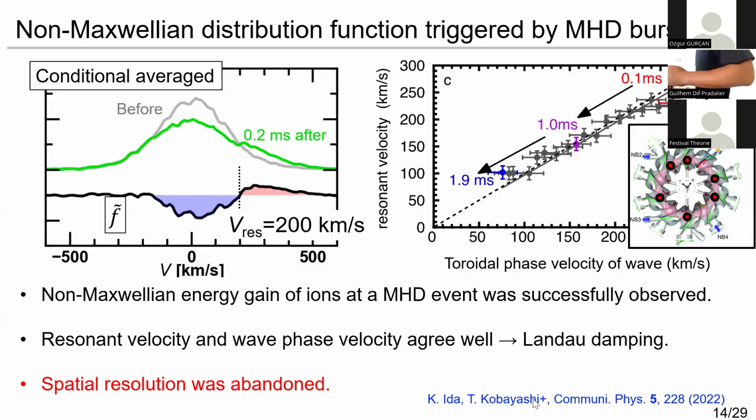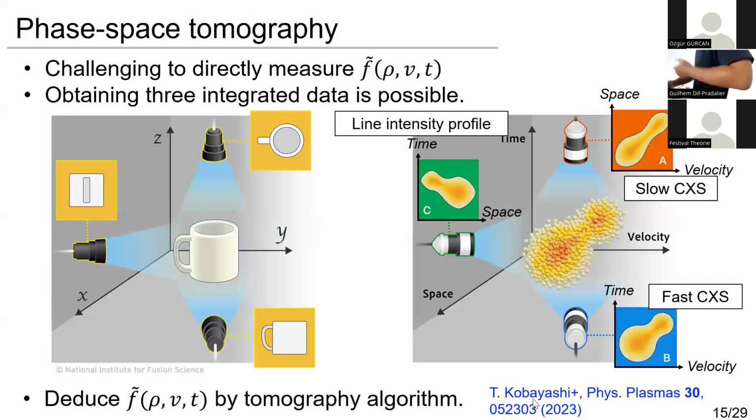So this is very good, but we abandoned the spatial resolution instead of the time resolution. So we need to somehow improve this situation. So we apply the phase space tomography to resolve this. As I said, it's very challenging to measure the F2 component as a function of log T as a single diagnostic. However, obtaining three integrated data is possible, as we have discussed in the previous slide.